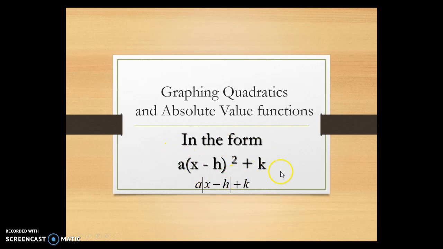These are actually easier when they're in this form because it's very easy to find the vertex, and then we can use what we know about the a value to find a few more points to make the graph. I think it's important that you pause this video right now and write these two forms down.